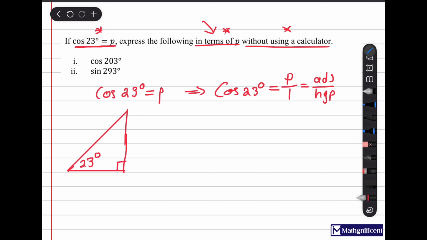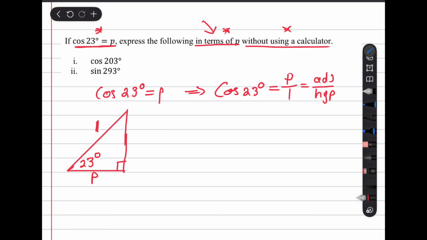So it means that the value of the adjacent side is p. Then the value of the hypotenuse in this case is going to be 1, right? So now this is what we are having here. Now we have to find the missing angle, and also we have to find the opposite side, because that's the side that is missing. So we find the missing side, we also find the missing angle.